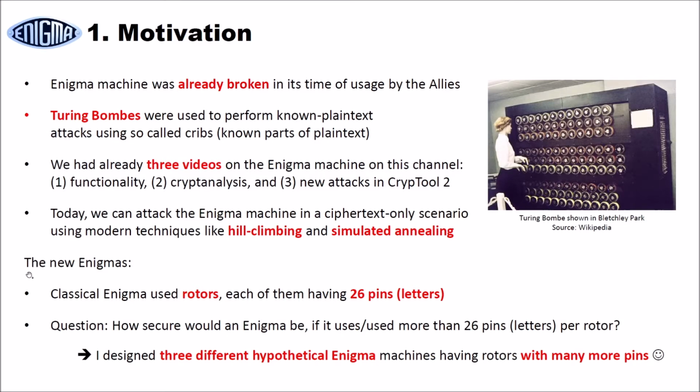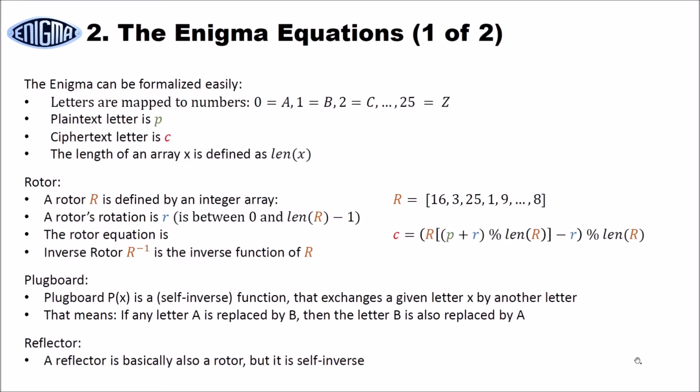Now let's motivate the new Enigmas. As I said, a classical Enigma used rotors, and each of these rotors has 26 pins. And the question is, how secure would an Enigma be if it used, today or in its time, more than 26 pins, that are actual letters, or defined the letter replacements per rotor. And as I also already said, I designed 3 different hypothetical Enigma machines having rotors with many more of these pins. Let's first have a look at the Enigma equations and how we can formalize the Enigma.